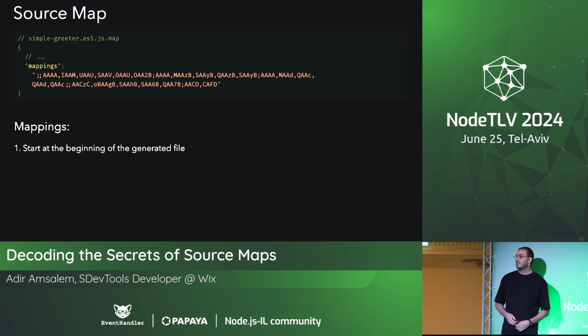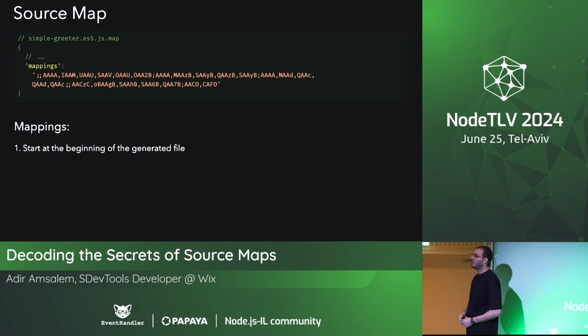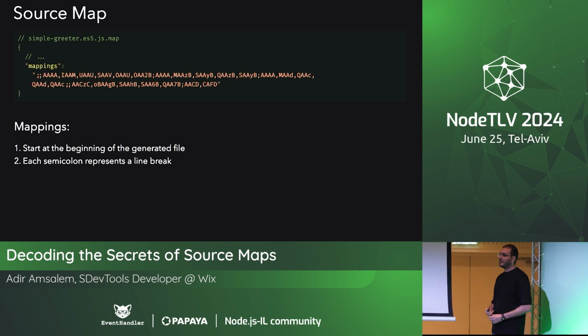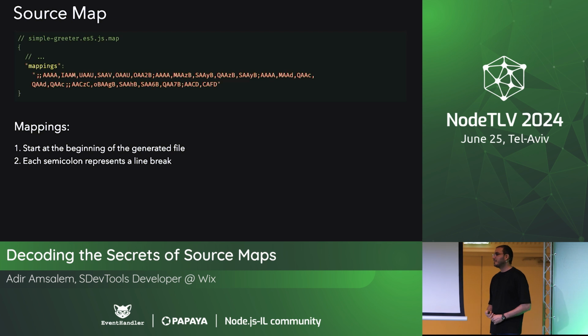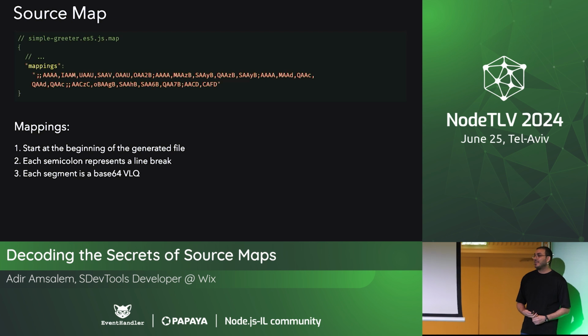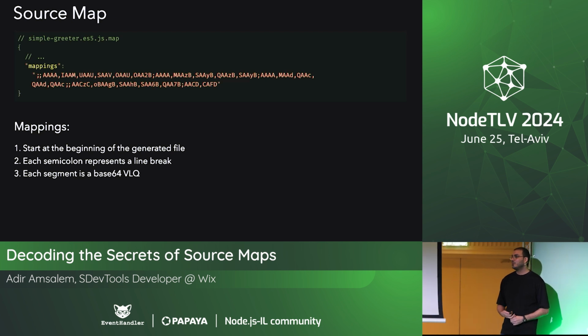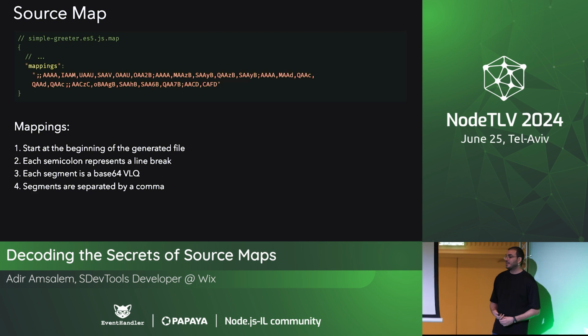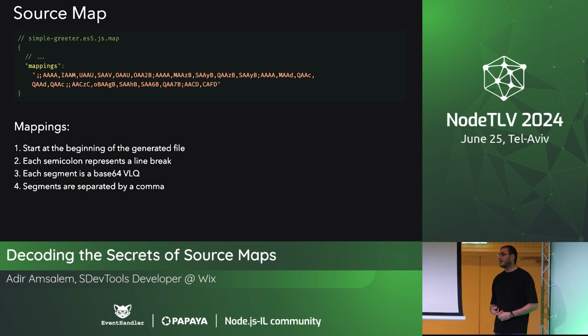The first thing is that mappings start at the beginning of the generated file. We'll see it in several minutes. Each semicolon in the mappings basically represents a line break. We'll see it live. Each segment is a base 64 VLQ. We'll talk about VLQs. And segments are separated by a comma.